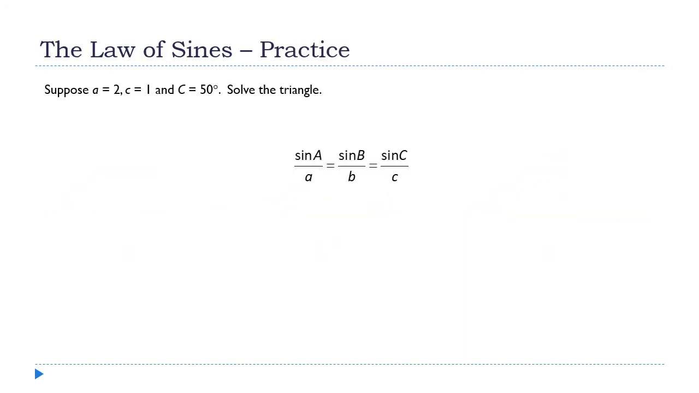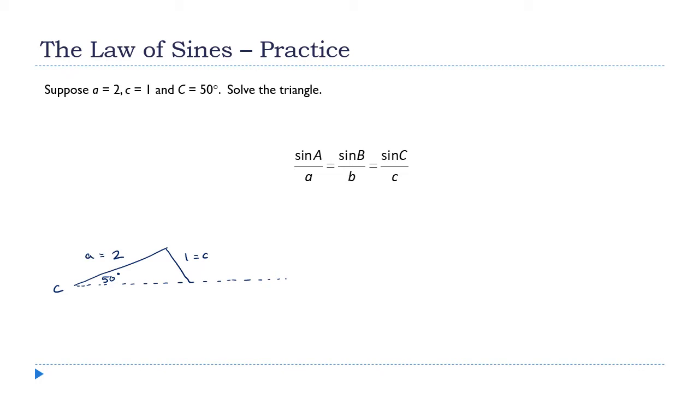Okay, so let's look at how these things play out. I've got a scenario here, right? A equals 2, C equals 1, and angle C is 50 degrees. So let me sketch that here. Again, I'm going to use a dashed line here for this side that I don't know. This side is going to be 2. This side is going to be 1. And this angle is 50 degrees. So this is C, and this is A.